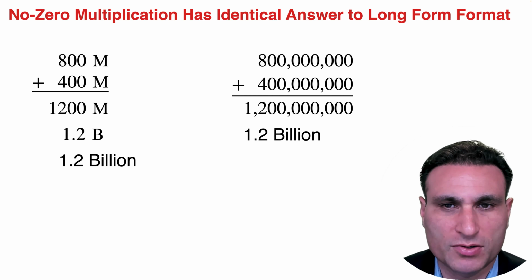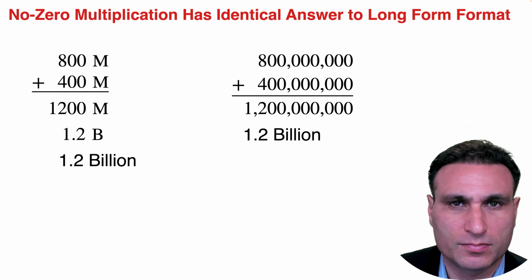So again, practice no zero calculations with a variety of different numbers and convince yourself that it will always give the same result as long form calculations. If you get different results, then you're not doing it correctly. So you want to practice that.